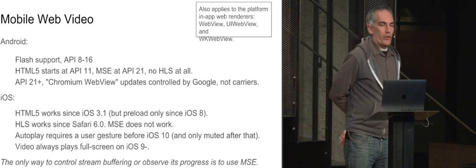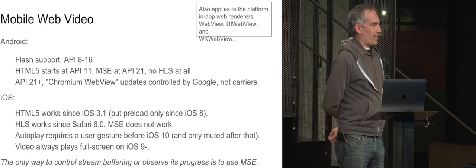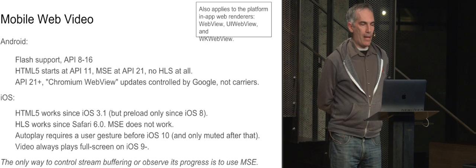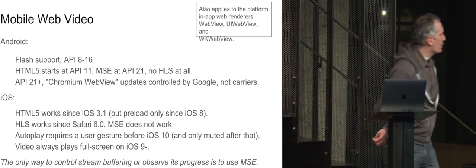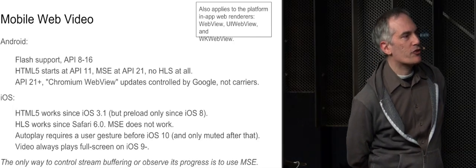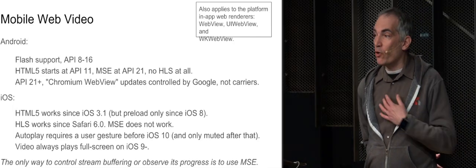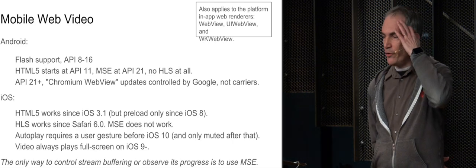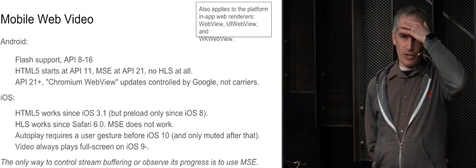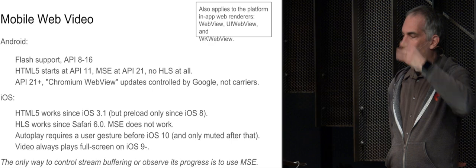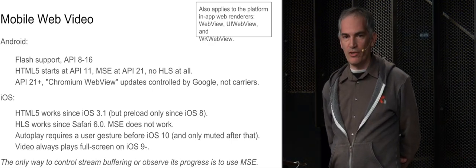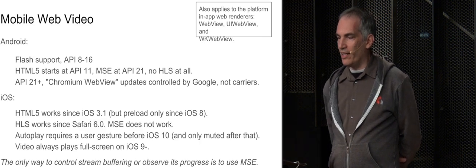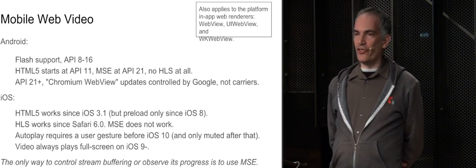So I want to say one word quickly about mobile web video. I haven't really talked about that. I've been talking about platform APIs. So the important thing about mobile web video is the line at the bottom. There is no way to control stream buffering or observe its progress that I know of. Please correct me, but I don't know a way to do it other than Media Source Extensions, which is an API that's like 3 years old and only exists on Android. I don't think mobile Safari will do that for you. So you really just shouldn't do it.